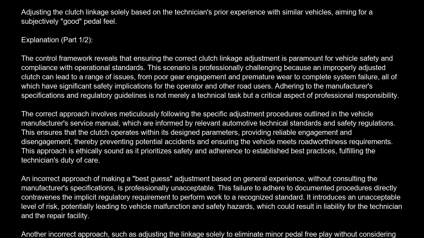This approach is ethically sound as it prioritizes safety and adherence to established best practices, fulfilling the technician's duty of care. An incorrect approach of making a best guess adjustment based on general experience, without consulting the manufacturer's specifications, is professionally unacceptable. This failure to adhere to documented procedures directly contravenes the implicit regulatory requirement to perform work to a recognized standard. It introduces an unacceptable level of risk, potentially leading to vehicle malfunction and safety hazards, which could result in liability for the technician and the repair facility.